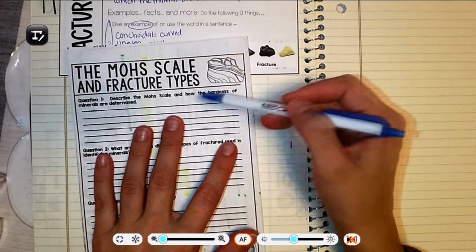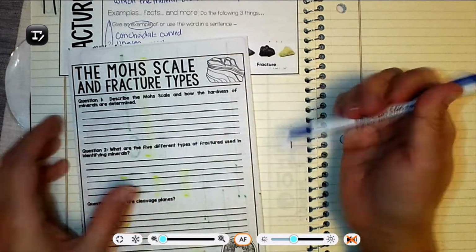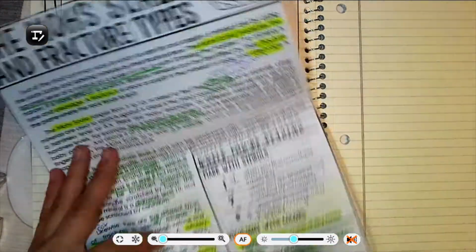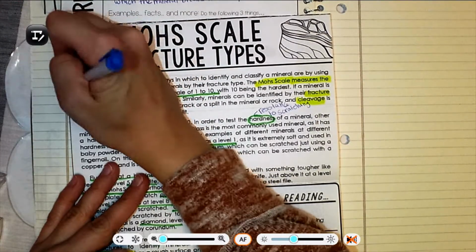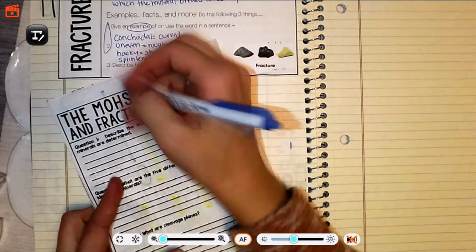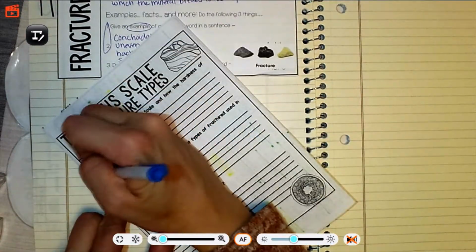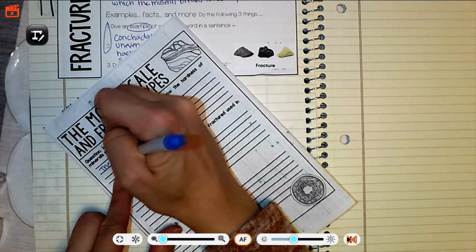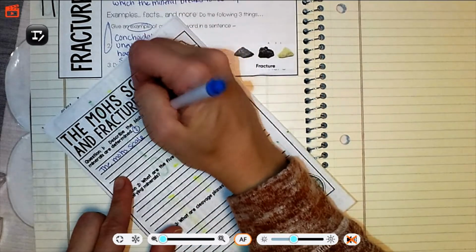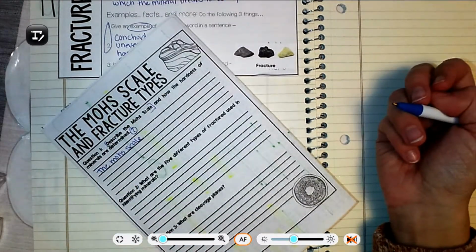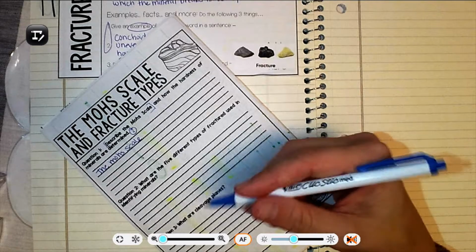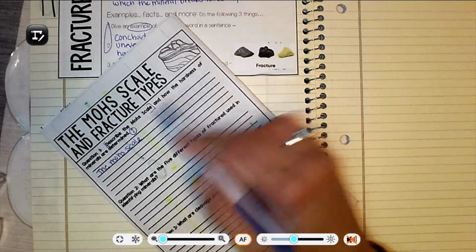Okay. Describe the Mohs scale and how hardness of minerals are determined. So this is going to be mostly from paragraph 2. So we got paragraph 1, 2, 3, 4. So the Mohs scale. So explain what the Mohs scale is. That's part 1. And make sure you either in your explanation explain how the hardness of minerals is determined, or you can start a new sentence that says the hardness of minerals is determined by.